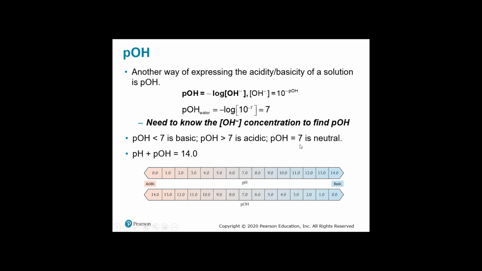pOH is the concentration of hydroxide ions. So if we want to know the pOH, we take the negative log of the concentration of hydroxide ions. And then if we had the pOH, we could determine the hydroxide concentration. So it's the same, but we're looking at pOH, not pH. And again, we need to know the hydroxide concentration to find the pOH.